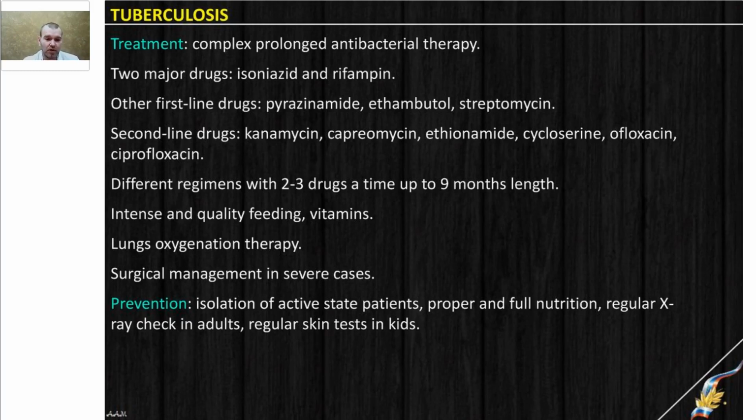Of course, one of the most important factors is proper nutrition. You need to provide proper feeding, a lot of vitamins, a diet rich in proteins, and if required, oxygenation therapy for the lungs to improve oxygenation of organs and tissues.